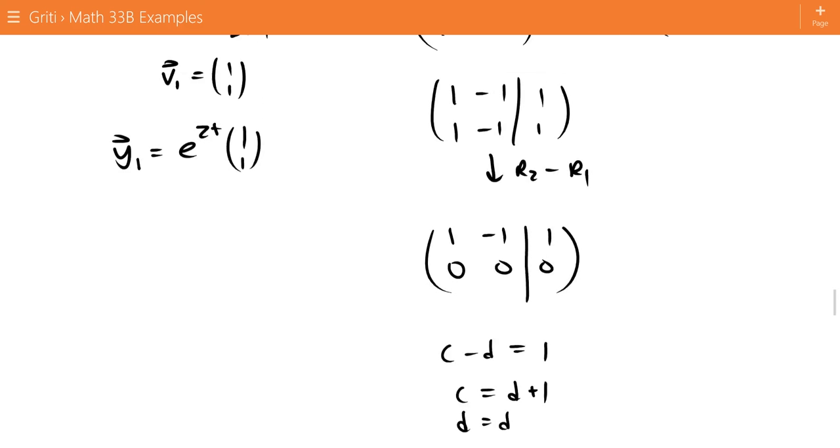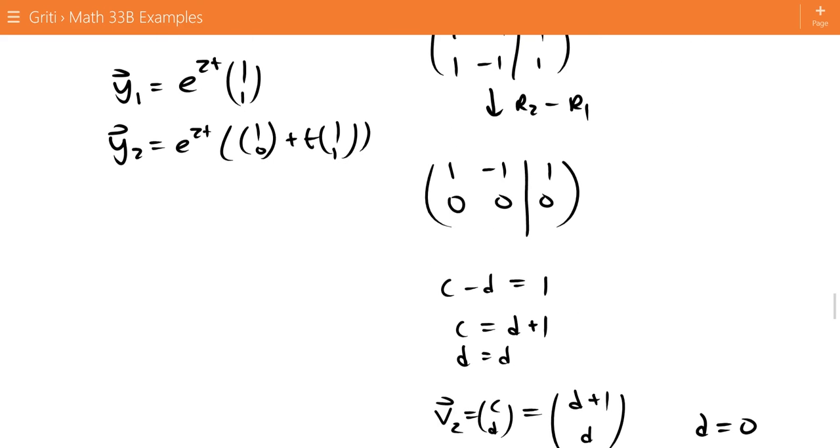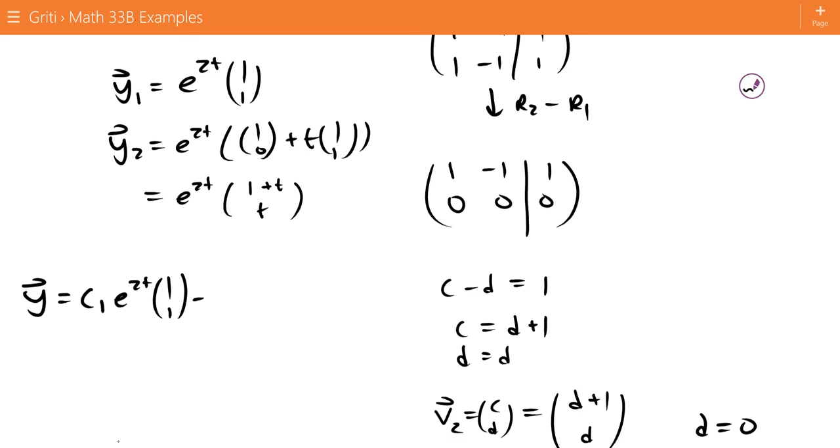So since v2 equals (1, 0), our second solution y2 equals e to the 2t times ((1, 0) plus t(1, 1)). So we can simplify this to be e to the 2t times (1 plus t, t). So our total solution is c1 e to the 2t (1, 1) plus c2 e to the 2t (1 plus t, t).